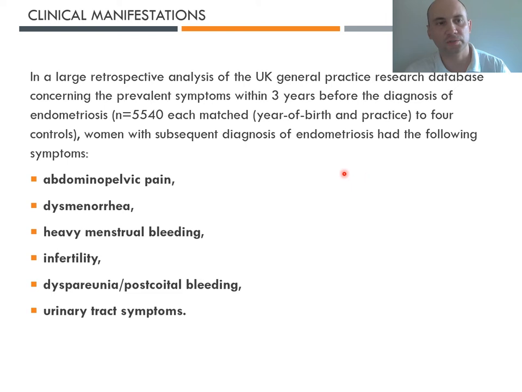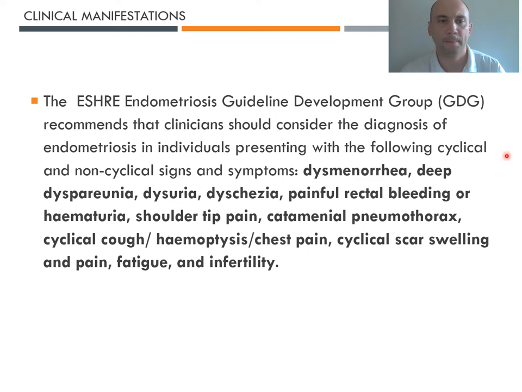Clinical manifestations. In a large retrospective analysis in the United Kingdom, the General Practice Research Database, concerning the prevalent symptoms within 3 years before the diagnosis of endometriosis, women with subsequent diagnosis of endometriosis had the following symptoms: abdominal pelvic pain, dysmenorrhea, heavy menstrual bleeding, infertility, dyspareunia, postcoital bleeding, urinary tract symptoms.